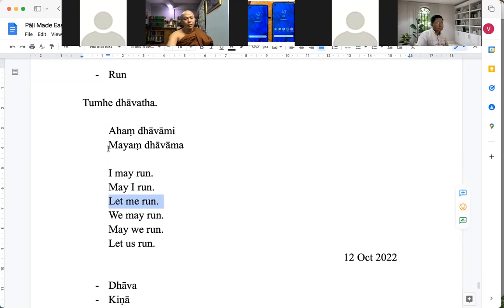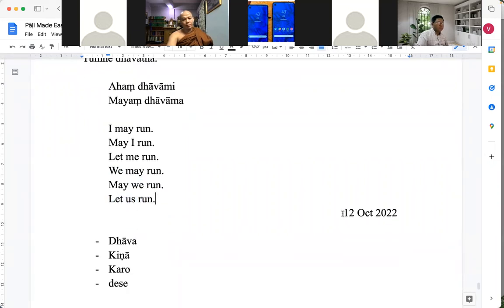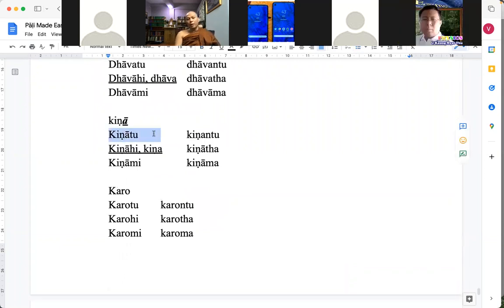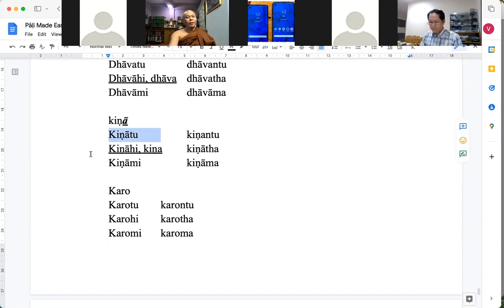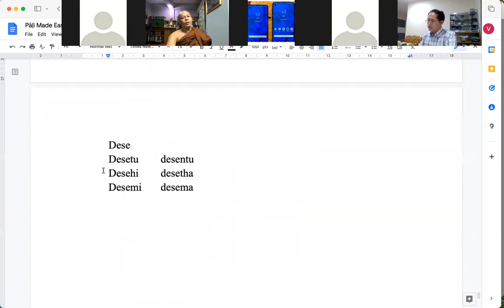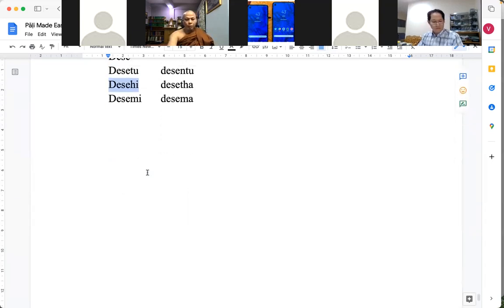And then for plural, mayandawa ma, so we may run, may we run, and let us run. Okay, let us run. So that is how you know ki na tu. So may he buy, he may buy, let him buy, in this way. And the karo tu: may he do, he may do, or let him do. In this way, let him make. And they say to, or they say he. So may you expound, or you may expound, or expound. Okay, so in this way.